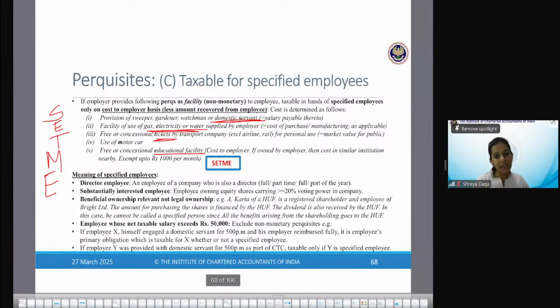So in the question, if you see this kind of item, you will first see whether the person is specified employee or not. Generally, they will tell you. Suppose they don't tell you, then you try to evaluate based on the meaning of specified employee. If you find that the salary excluding non-monetary perquisite is more than 50,000, you will automatically understand he is a specified employee. So in the notes, you will provide that based on his salary structure, it is understood he is a specified employee. Therefore, this perquisite is taxable in his hands. Understood? Okay. So that was a quick revision of part C.